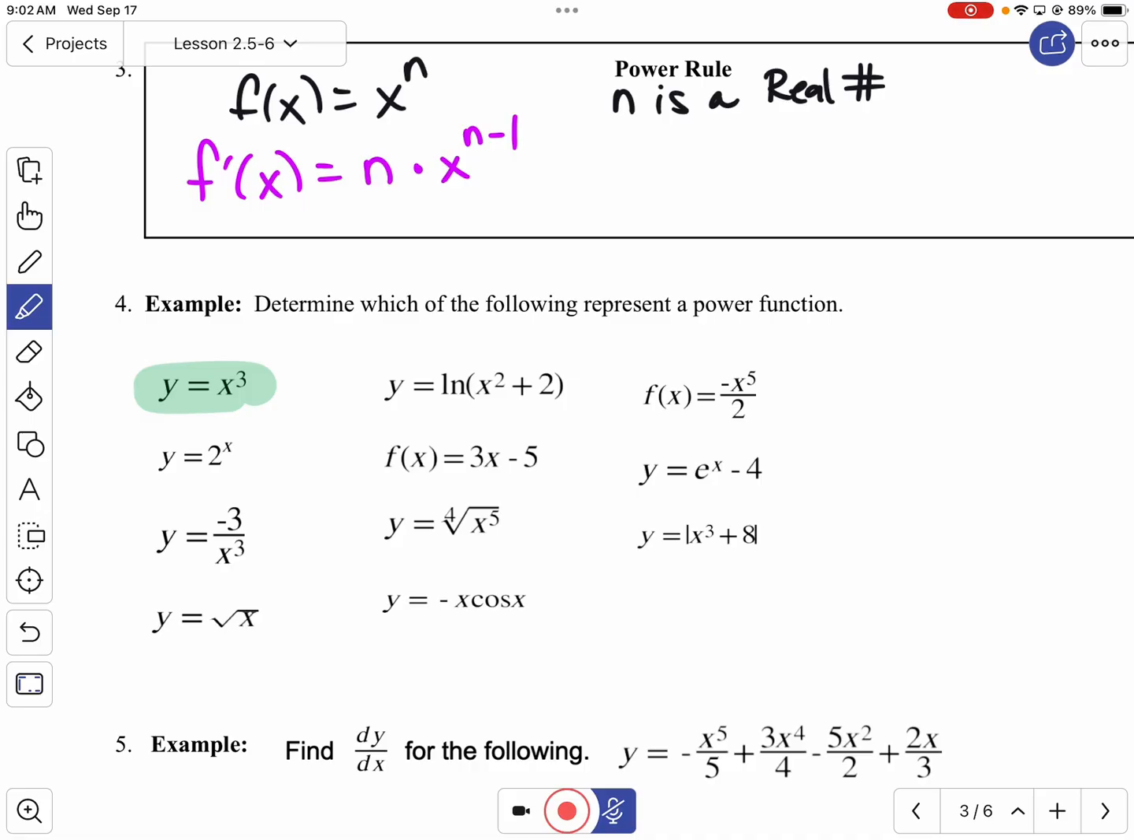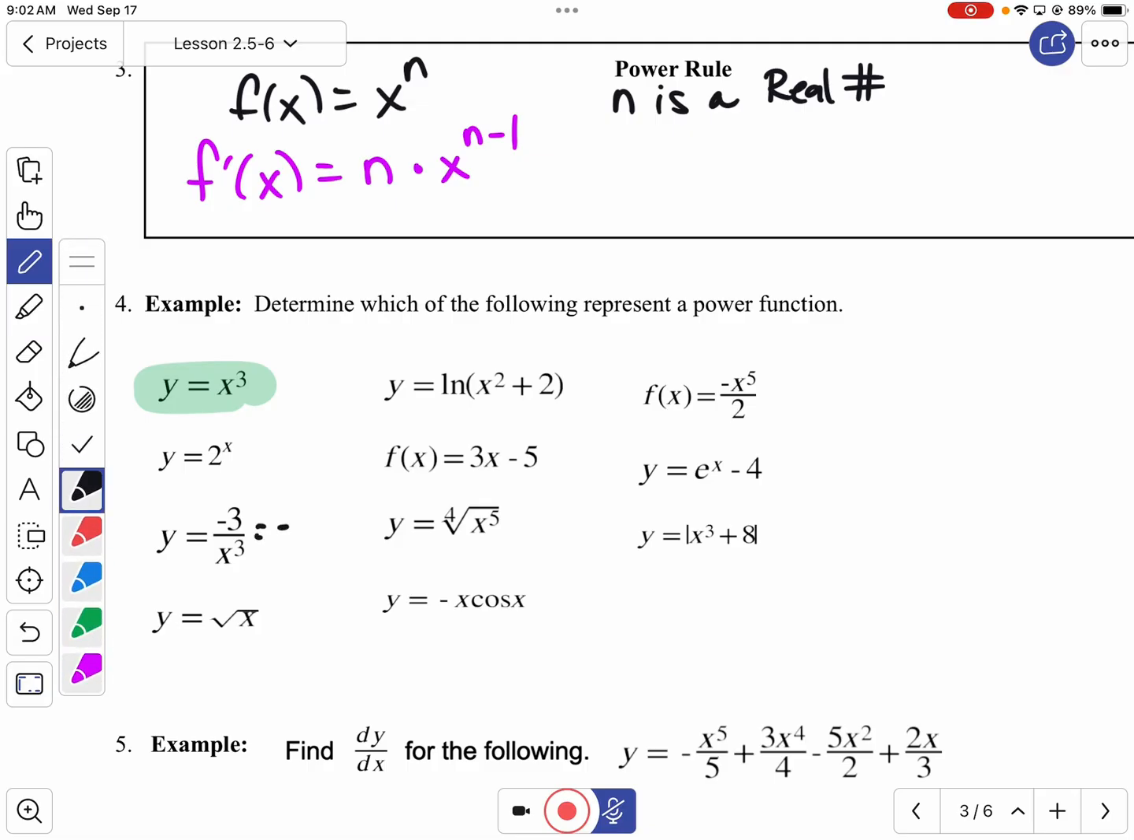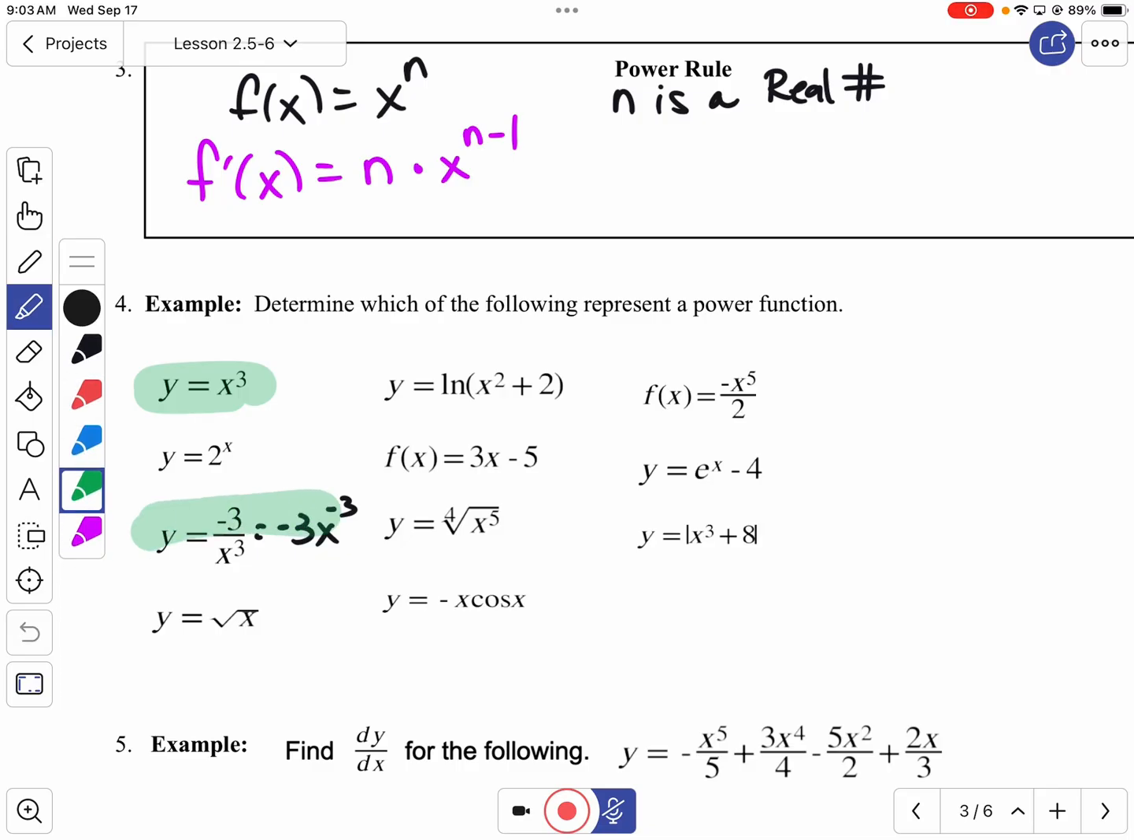It is, okay? The reason it is, do y'all agree, is that I could rewrite that as negative 3x to the negative 3. Okay, I could rewrite it as a power function. So if I can do that, then it's a power function. Okay, so that's a power function.